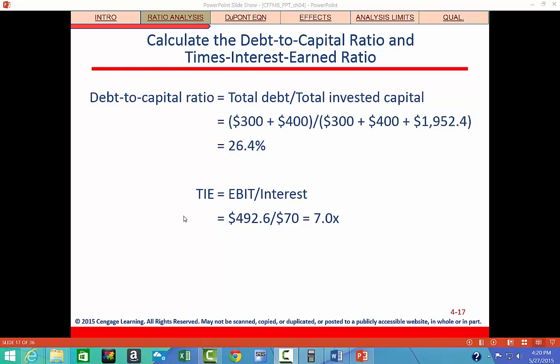Then we have the TIE ratio, which is called times interest earned. By the way, to tell if this 26.4% is good, we're going to have to make a comparison with the industry. The times interest earned ratio, the higher this number, the better. So you take earnings before interest and taxes and divide by interest. And so we've got to find this on the income statement. So you get 7.